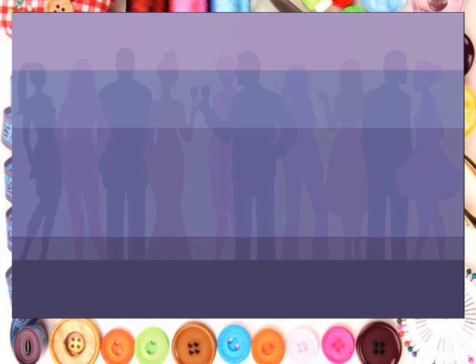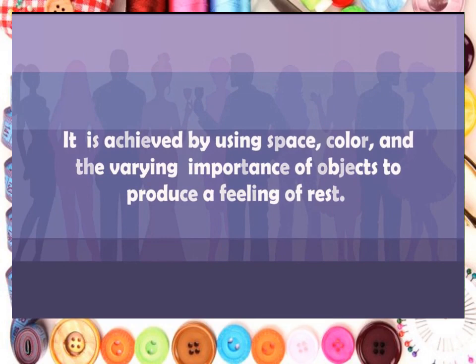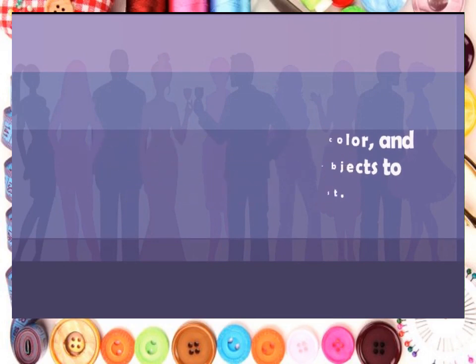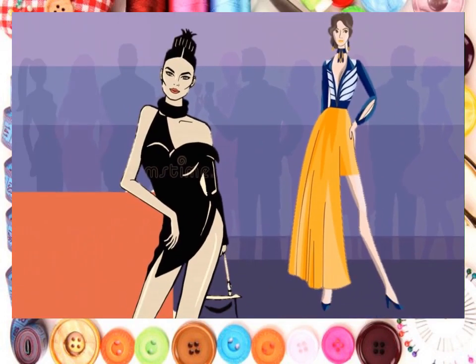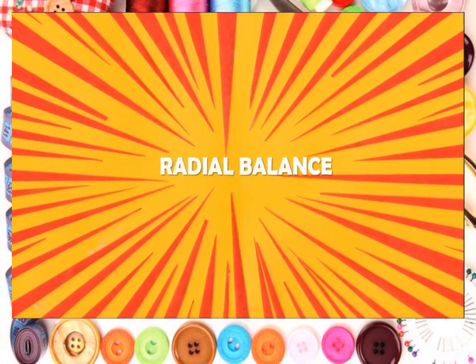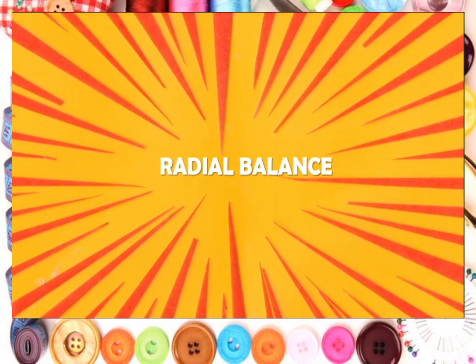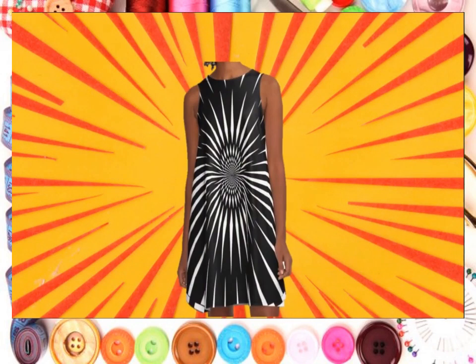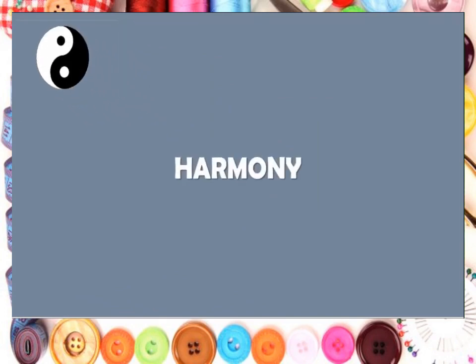Next is informal or asymmetrical balance. It is achieved by using space, color, and the varying importance of objects to produce a feeling of rest. Asymmetrical balance is quite popular in dressy evening wear because it is dramatic and eye-catching. But aside from these two very common types, we also have radial balance. Radial balance is when major parts of the garment design radiate from the central part of the garment, creating a sunburst.